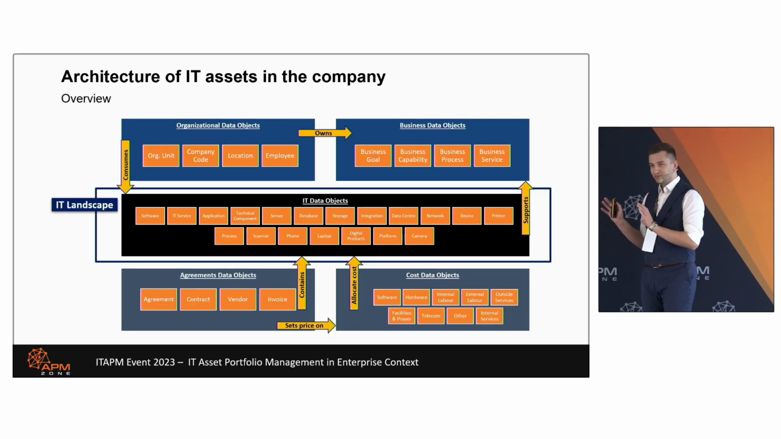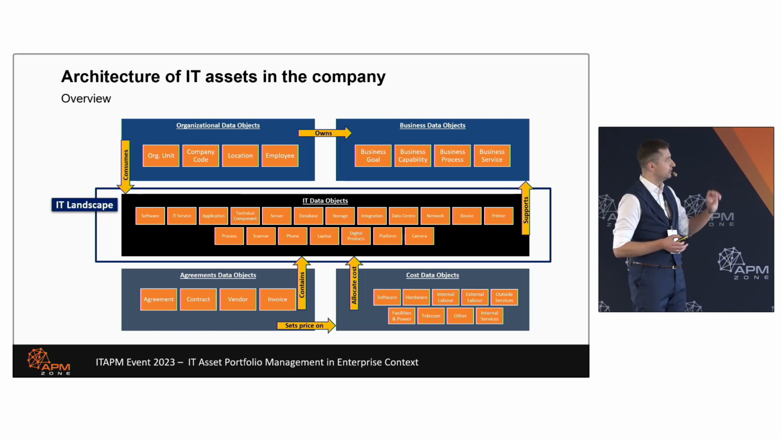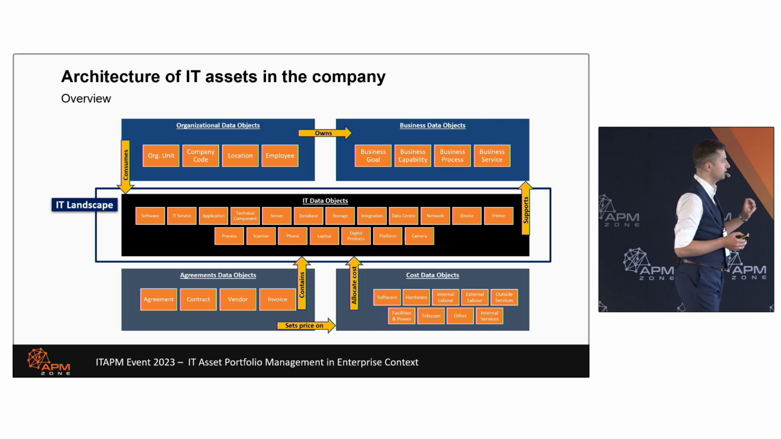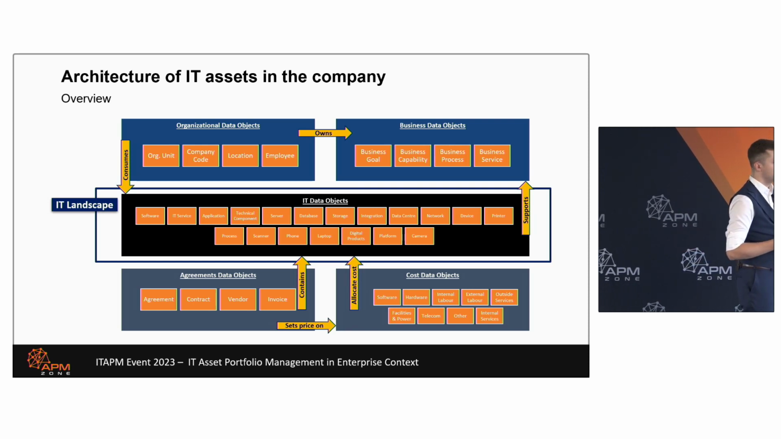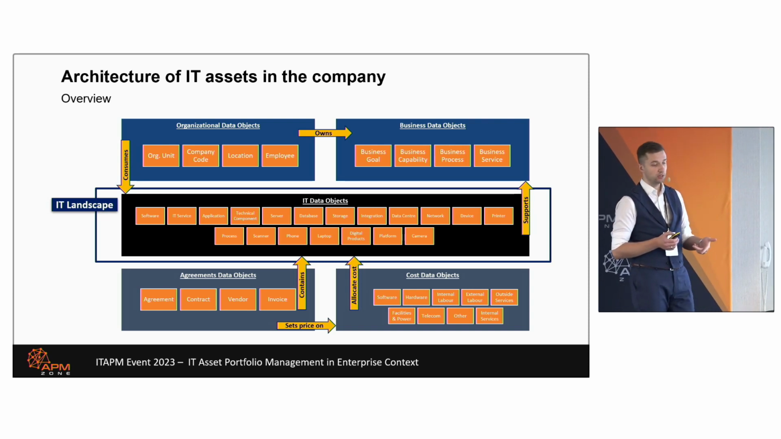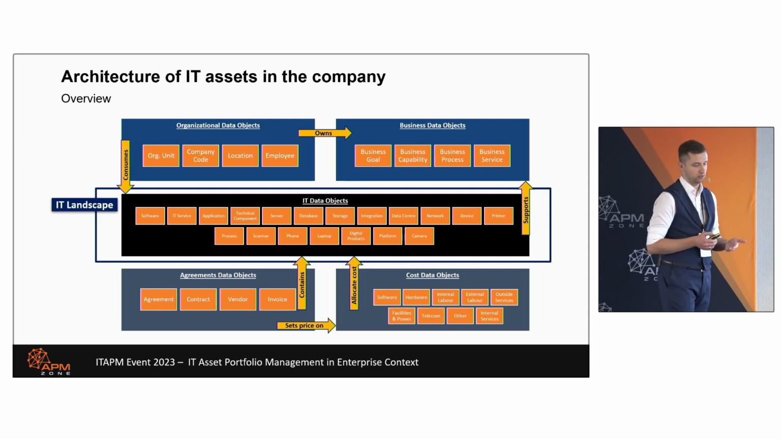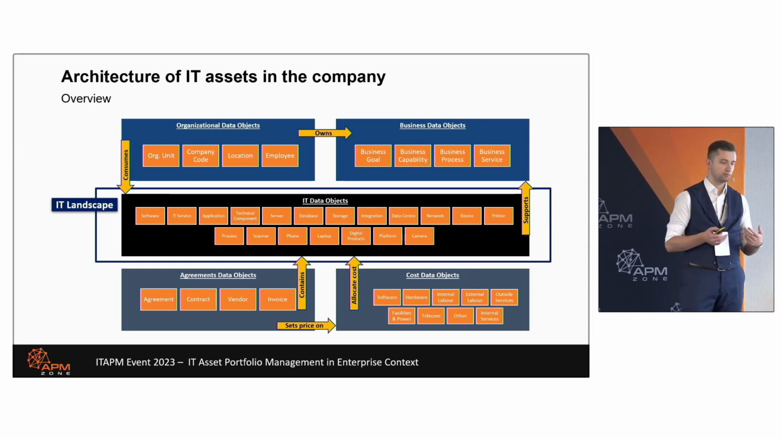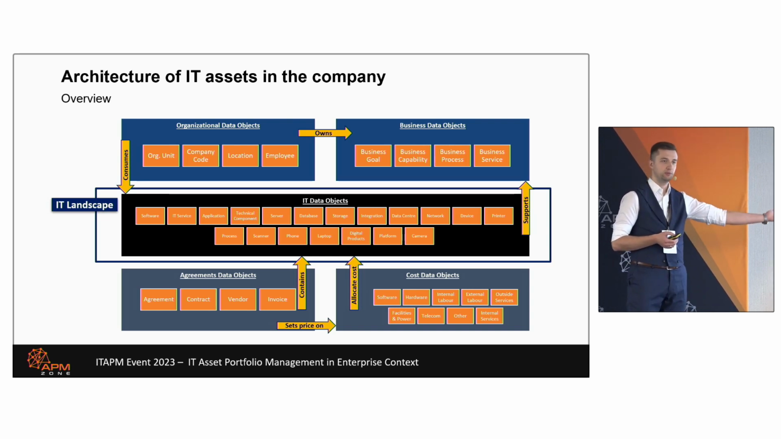To add a little bit more to that, of course it's not exhaustive, but what is hidden inside those areas and what are the main relations between them? In the organizational data objects, as mentioned, there can be organizational units, company codes, so the legal entities, or even deeper structures, locations, and employees who own business data objects. They own the business goals, the capabilities, the processes, or the services that we actually offer to the market.